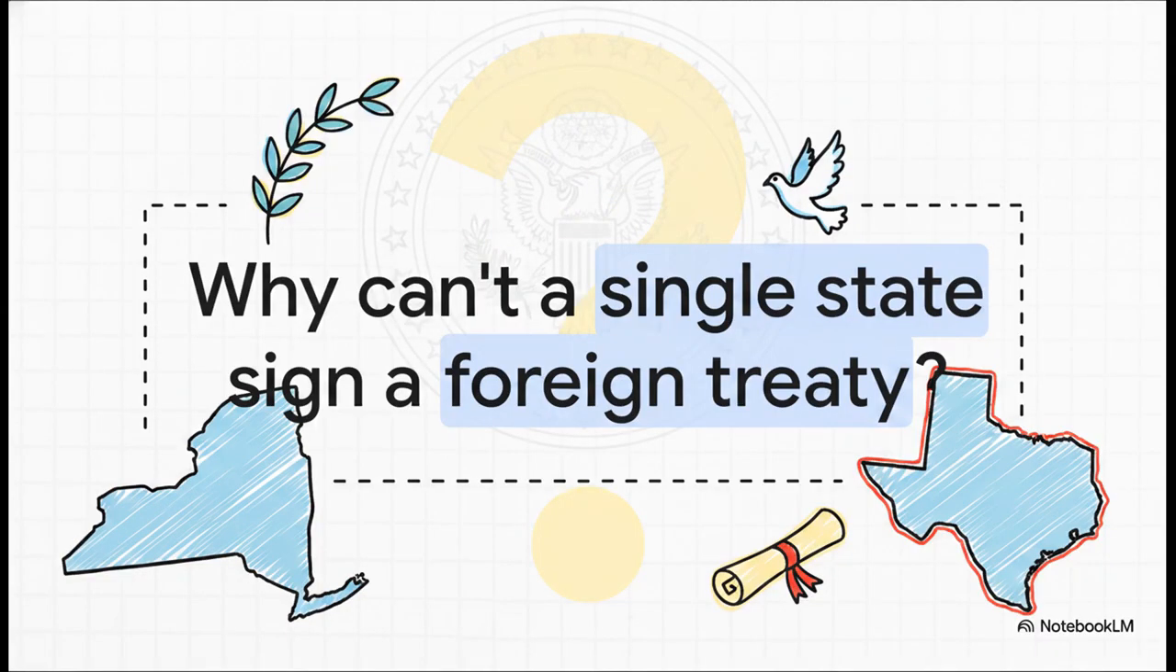Time for our second pause check. Based on this system of federalism we just talked about, why can't a single state, like New York or Texas, sign a peace treaty with a foreign country? Think about where that boundary line of power is drawn.